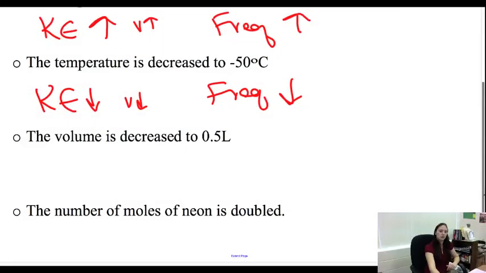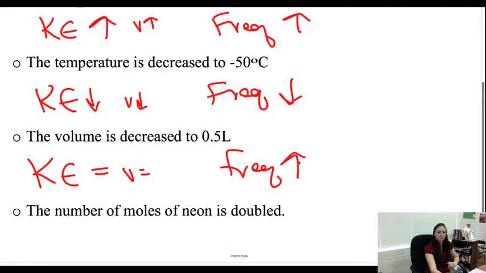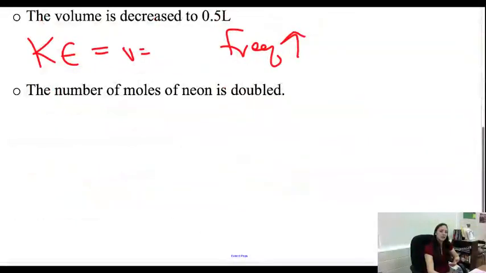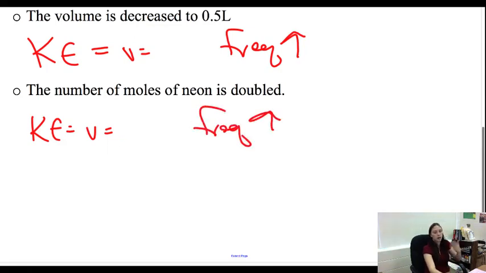Now my volume is decreased to half a liter. That has nothing to do with my kinetic energy and how fast something's moving, so it stays the same. My velocity stays the same. But my frequency of collisions goes way up, because they're going to be colliding more in a smaller container. My number of moles of neon is doubled. Again, that has nothing to do with my kinetic energy or my velocity, so they stay the same, whereas my frequency is going to go way up because I have way more collisions.